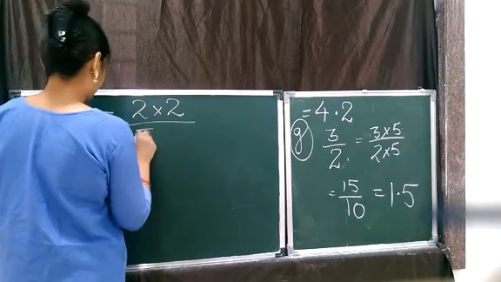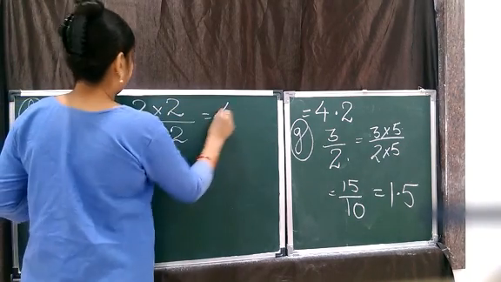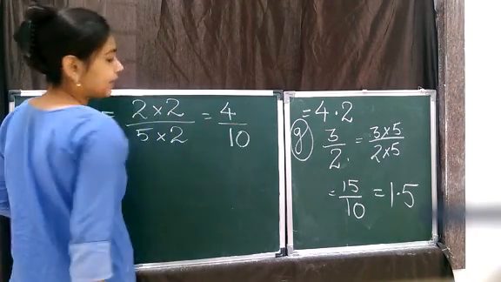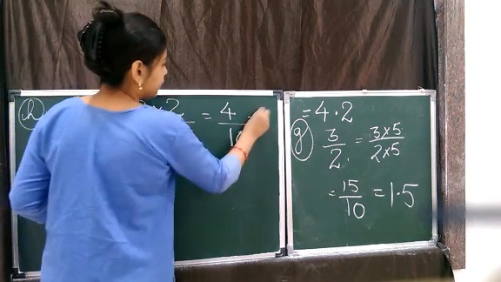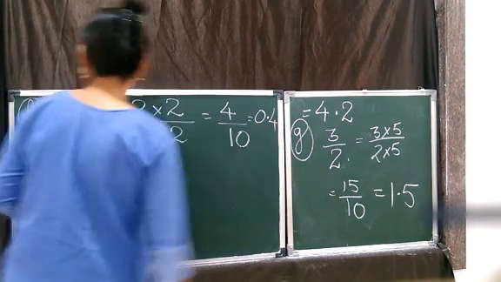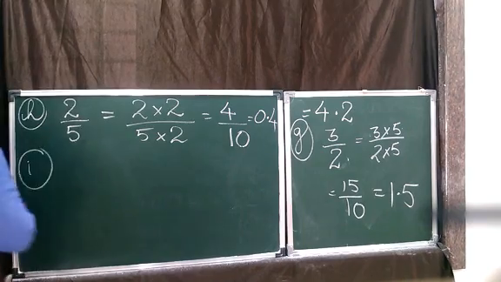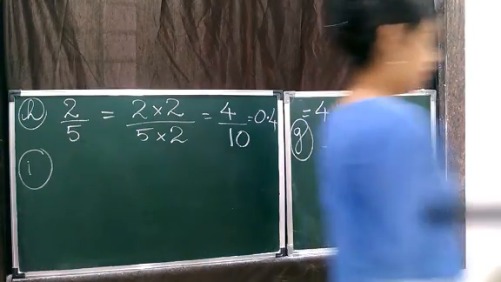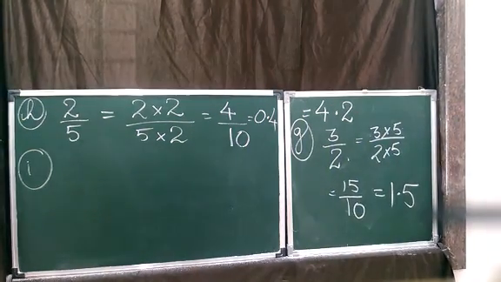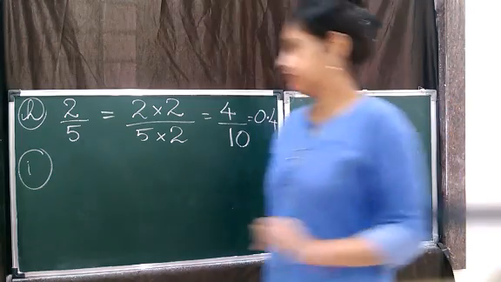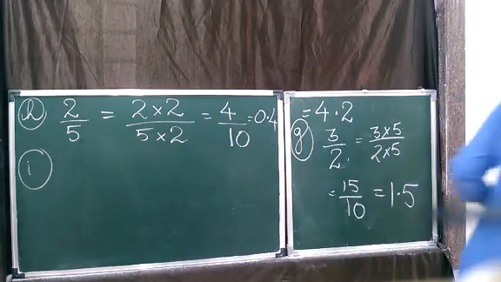So this gives us 4 by 10. 4 by 10 means 0.4. This completes H. We have to start I. 12 by 5.